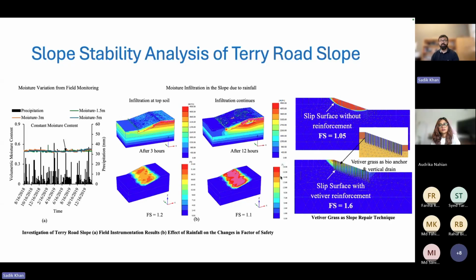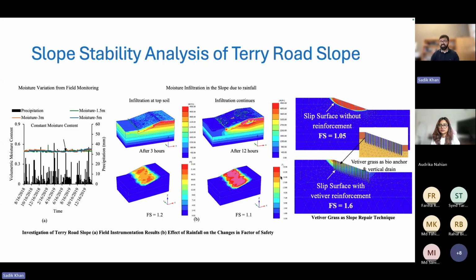This is a very low-cost solution. It can be done very effectively. We just need to find out when the slope becomes marginal, and when the slope reaches the marginal condition, we really have to look for some kind of crack development or some kind of depression in the ground. Those are really the early detection of marginal slopes. And if we can go there where the slope hasn't failed yet, and plant the vetiver grass, we can mitigate those slope failure problems.